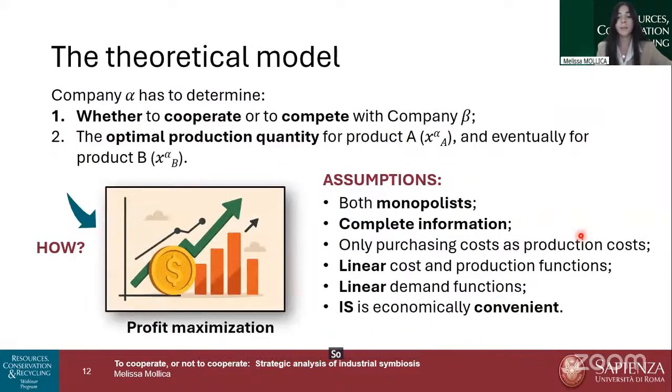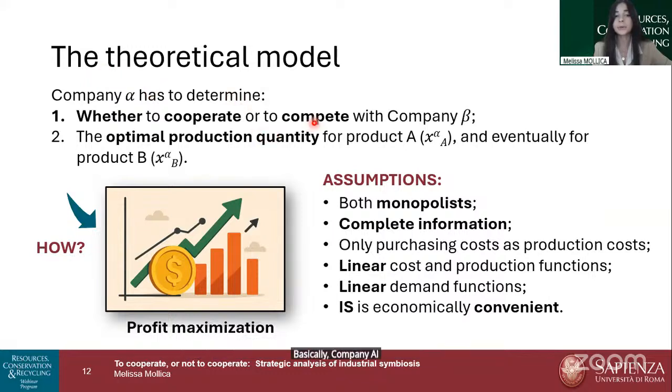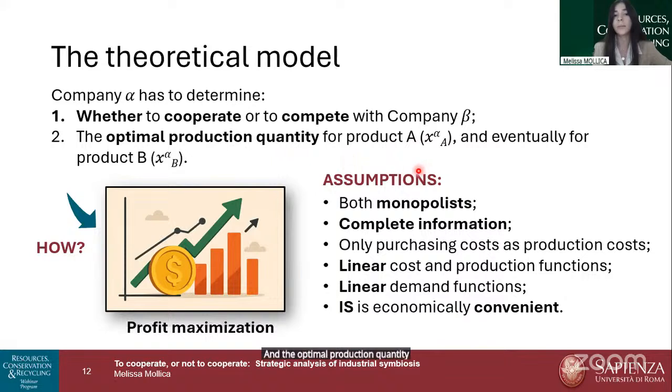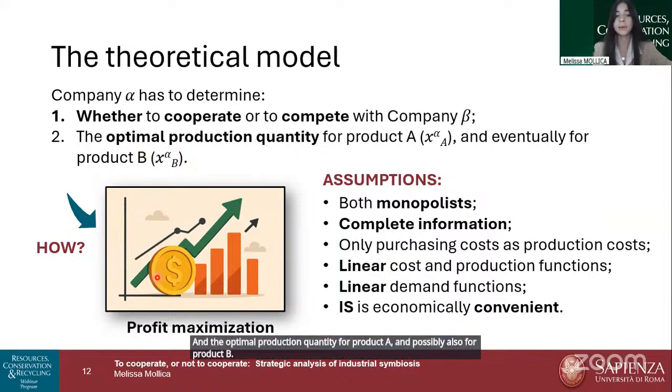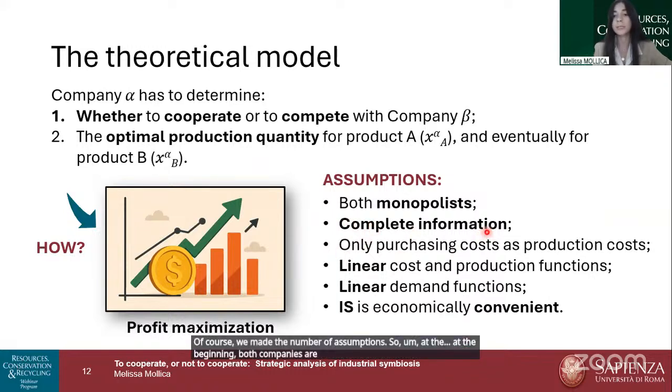So once we have modeled the material flows, we can go through the theoretical model. Basically, company Alpha has to determine whether to compete or to cooperate with company Beta, and the optimal production quantity for product A and possibly also for product B, with the aim of maximizing its profit. Indeed, company Alpha is a rational economic agent. Of course, we made a number of assumptions. So at the beginning, both companies are monopolists in their respective markets. Complete information is ensured.